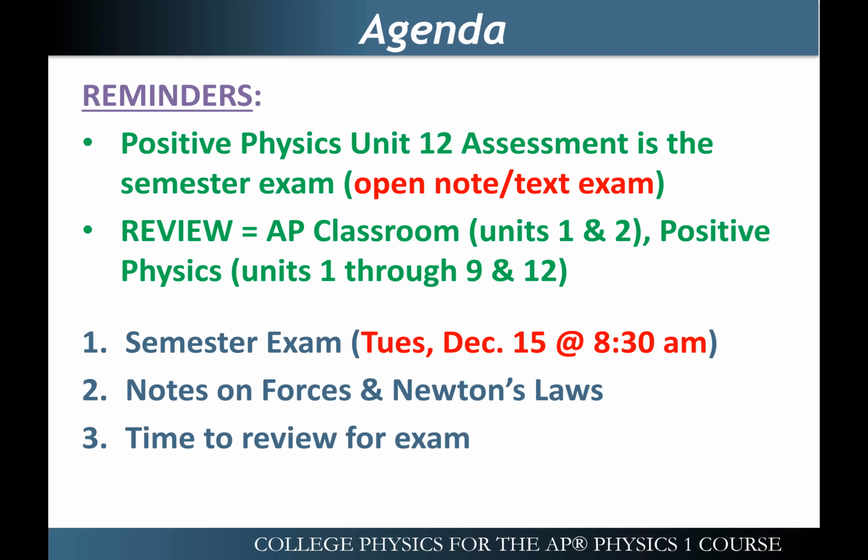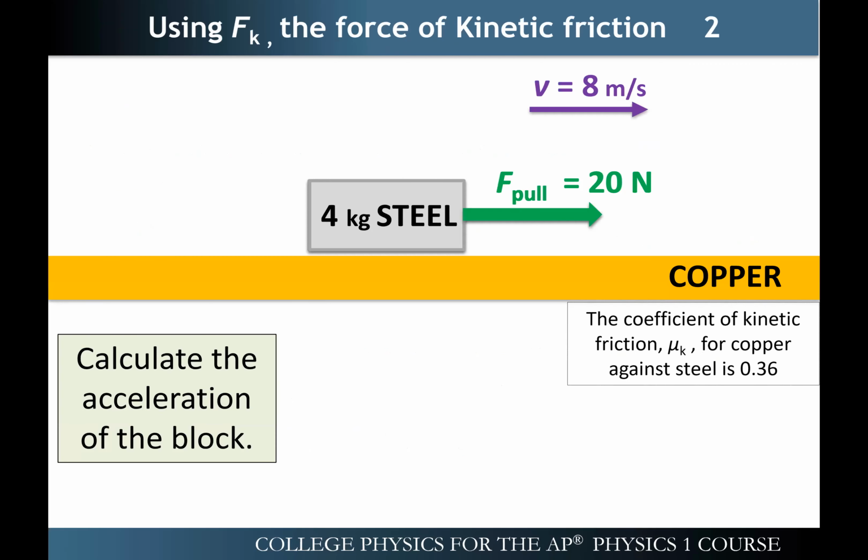Now, today, we're going to just continue to review with a variety of kinds of problems. So I'm going to put you in breakout groups and have you solve this problem. You'll see we've got a 4-kilogram steel box being pulled with 20 newtons of force. It is, at the instant we're looking at it, moving at 8 meters per second. So it is kinetic friction, not static. You can see underneath it says the coefficient of friction for copper and steel is 0.36. And it's asking you to figure out the acceleration of the block with this 20 Newton pulling force.